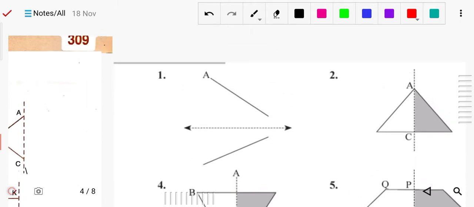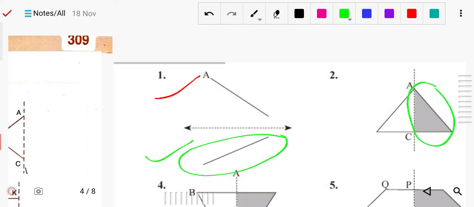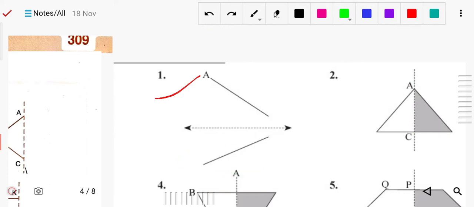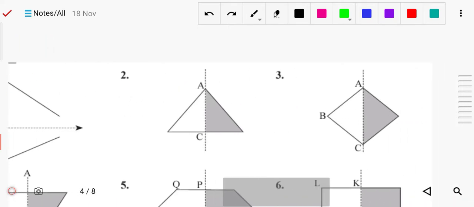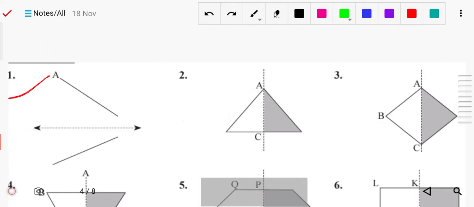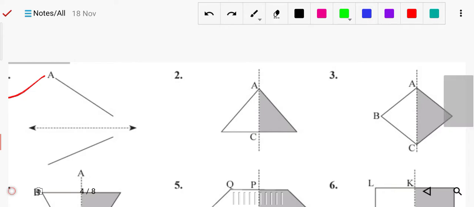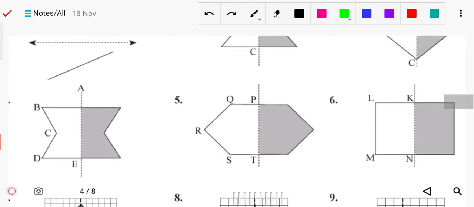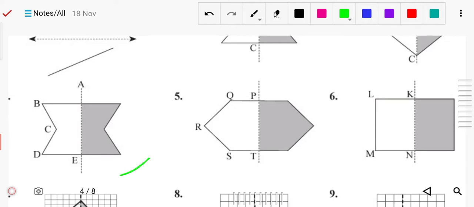This is the line. After the reflection, this will be your answer. After reflection it will look like this, and you can just draw it like this. Number 3, you can see here. Number 4, here is number 4. This is number 5, its reflection will look like this. Number 6, the reflection will look like this.